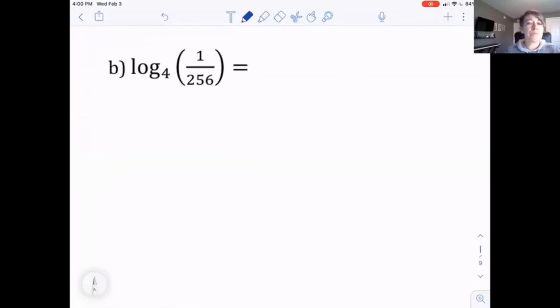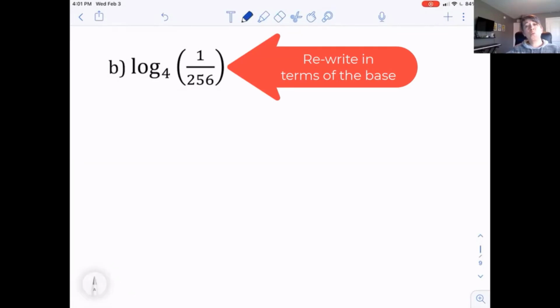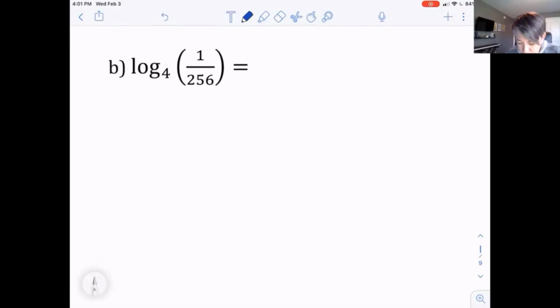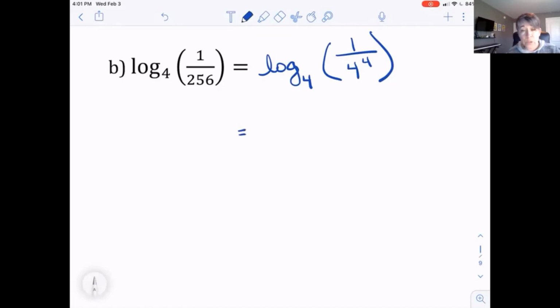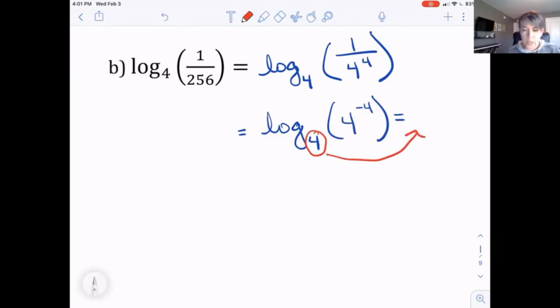We have the logarithm base 4 of 1 over 256. Sometimes it's helpful to rewrite that argument in terms of your base. For example, this is equivalent to 1 over 4 to the 4th power. If we didn't want to write it as a reciprocal, we can use a negative exponent, 4 to the -4. So this is asking us, 4 to what exponent would give us 4 to the -4?